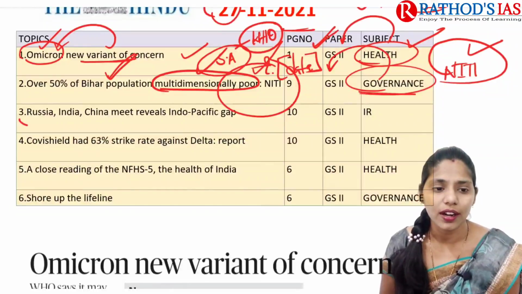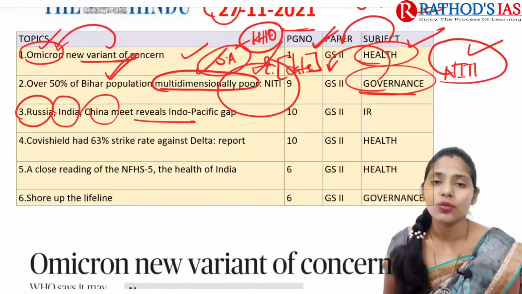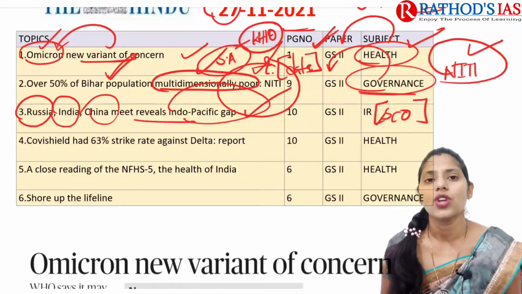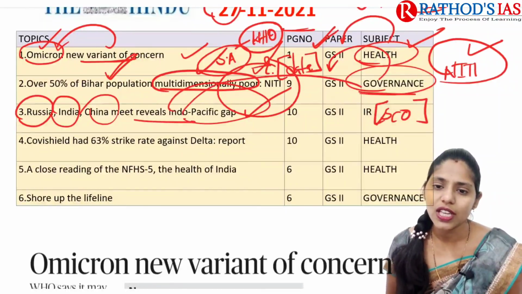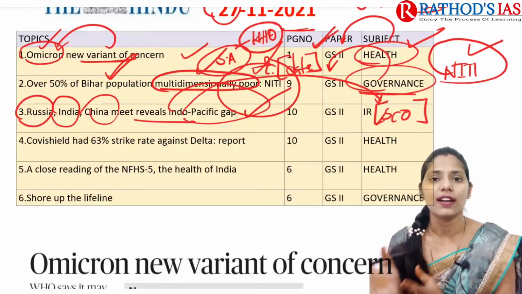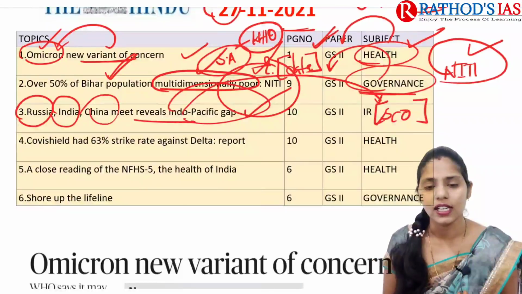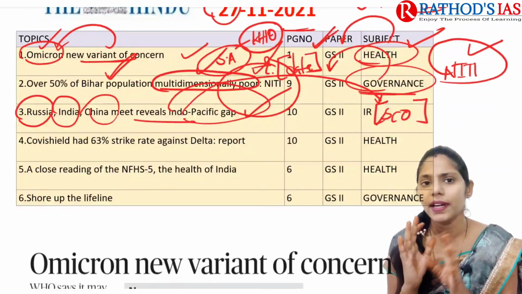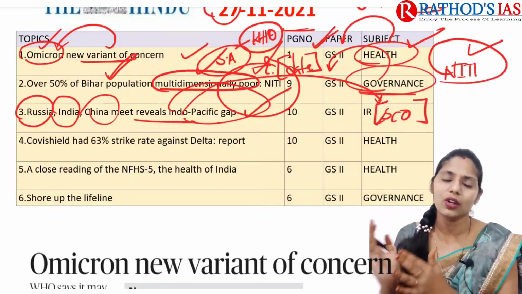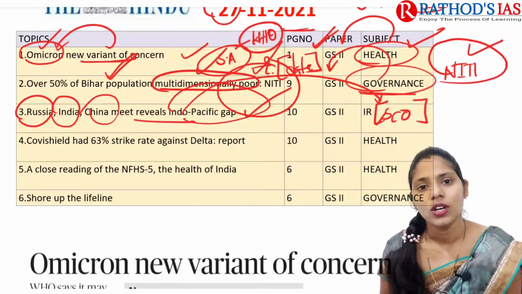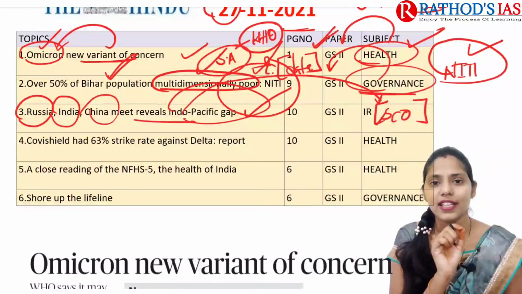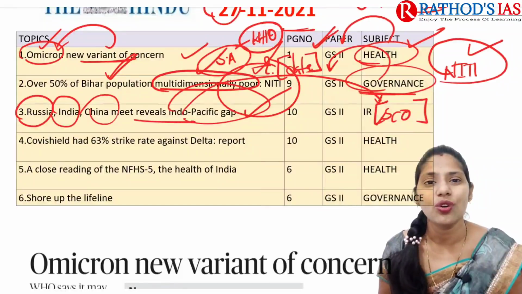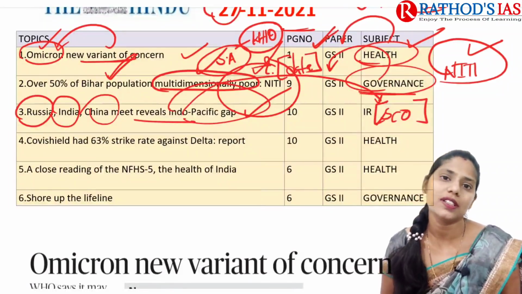And next topic, it is about the Russia, India, China meet revealing an Indo-Pacific gap. In yesterday's lecture we studied the SCO summit, that is Shanghai Cooperation Organization. So this article is an extension of yesterday's article. Whatever we discuss today, please try to relate it with yesterday's article. This is a good approach to study current affairs, because current affairs are not complete in one day. There will be developments happening every day. So your work is to correlate yesterday's news with today's news and today's news with tomorrow's news, so that the topic is completed. This is the way to read current affairs.